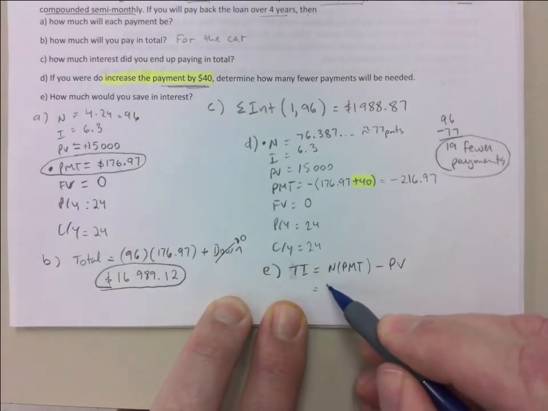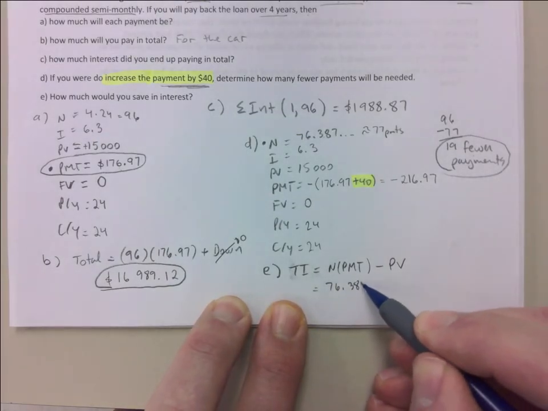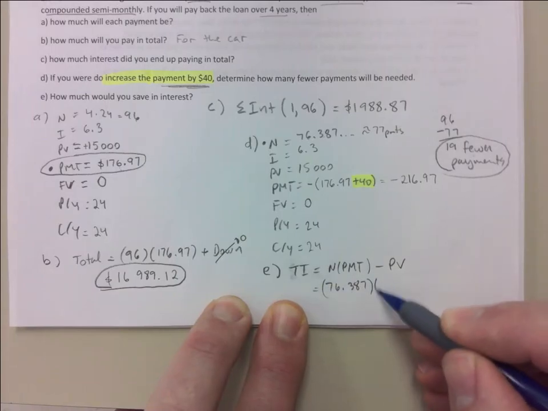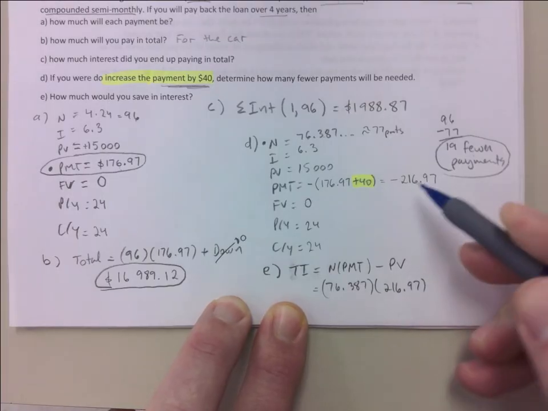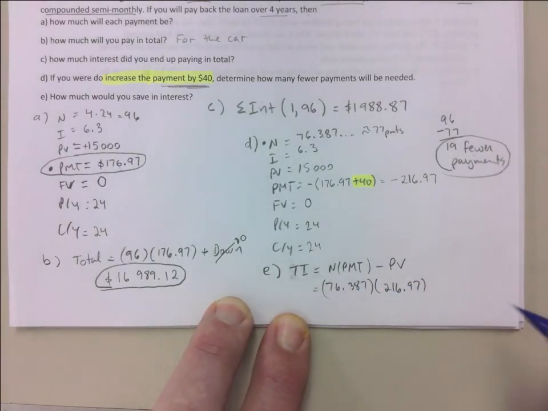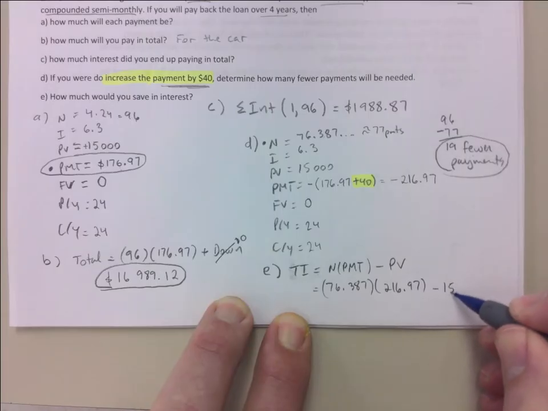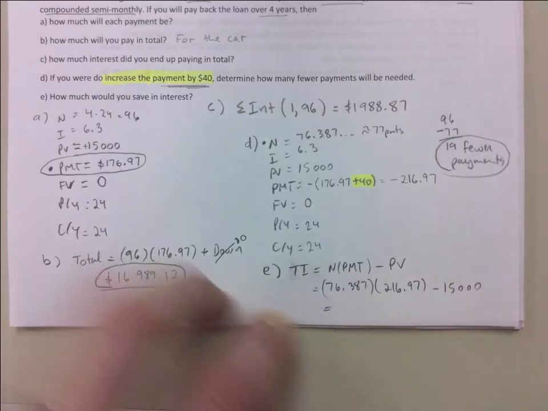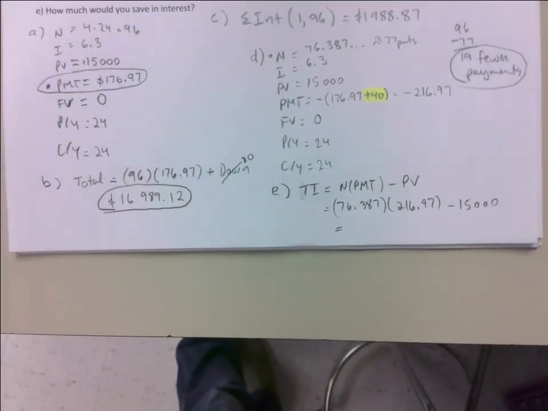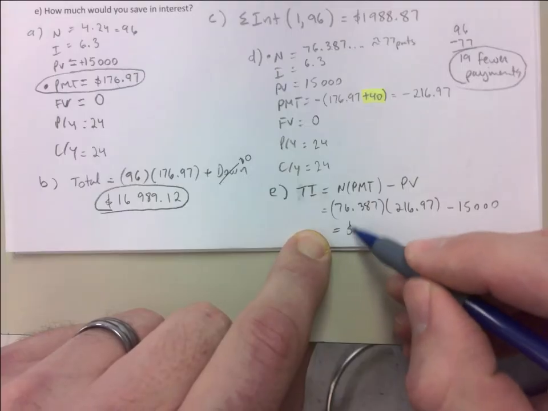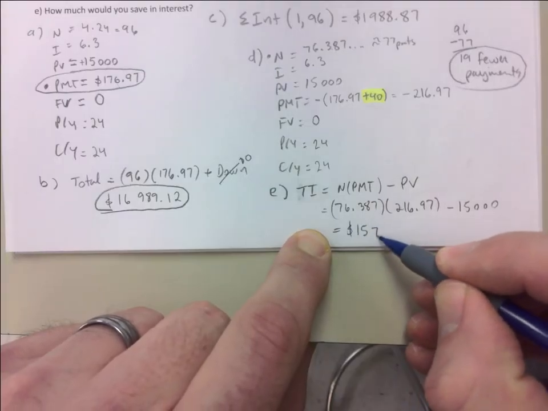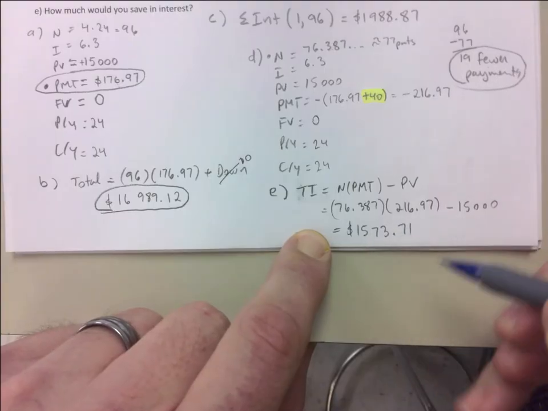Okay, so this would be 76.387, it's good enough, times 216.97. Do not use the negative in this work here. Minus 15,000. Let me bring this up for people that are in the back there. You get 1573.71.